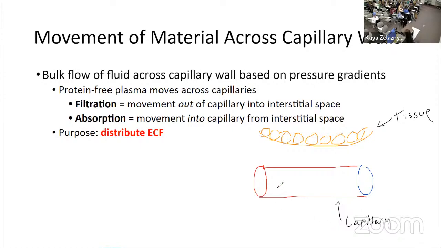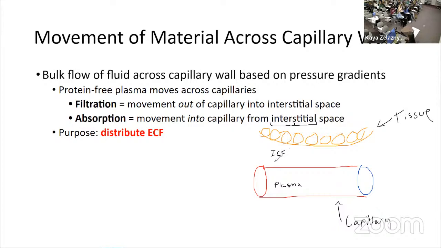So we have some plasma in our capillary. That's our fluid here. And we have interstitial fluid by the tissue. So this is technically our interstitial space, between tissues. This is where our interstitial fluid would be, the ISF in that interstitial space.